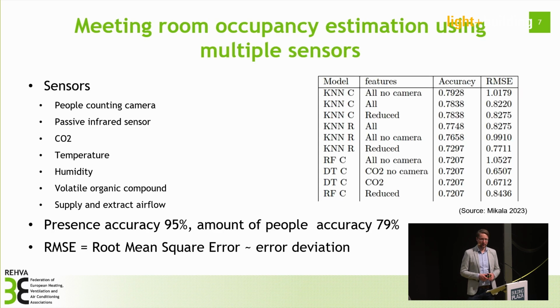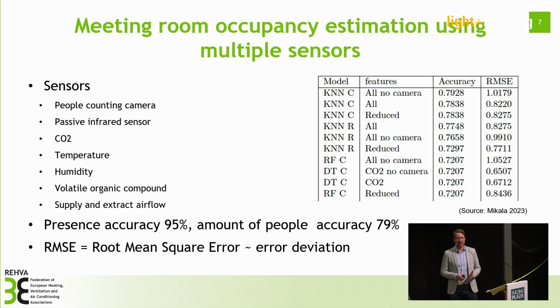Here's one example of our study at Aalto, where we compared different kinds of machine learning methods in estimating the amount of people in a meeting room. So we had several sensors that we used there, like a people counting camera, passive infrared sensors, then different kinds of indoor environment sensors, and compared different machine learning methods. And as you can see from the table, the most accurate one was KNN, the K nearest neighbor method, and we could calculate the presence information in the room close to 100%.